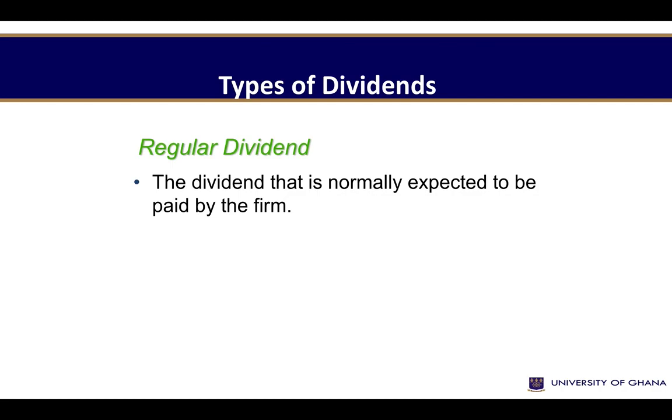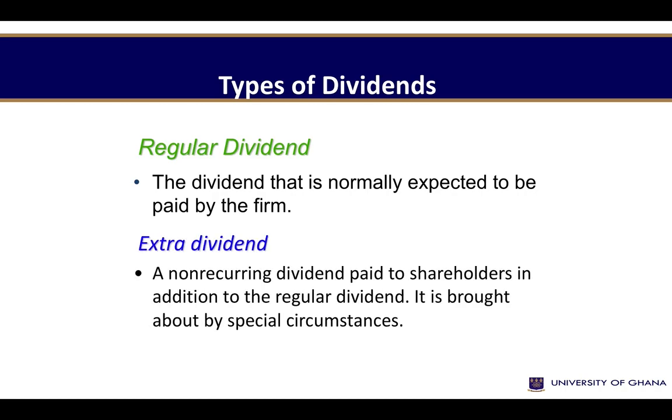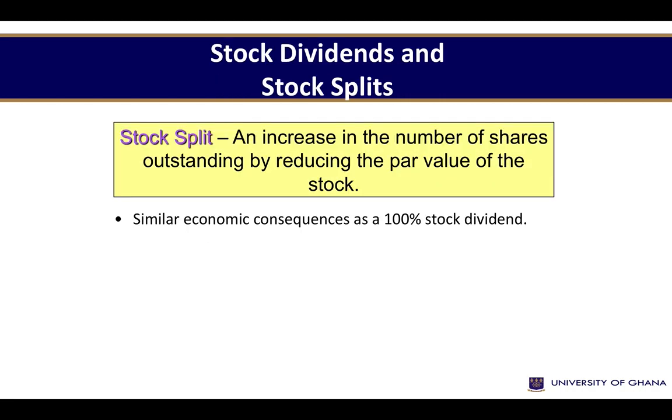Now, there are types of dividends. We could have a regular dividend, which is the normal dividend that is expected to be paid by the firm, and then there's the extra dividend. This one is non-recurring and usually only happens under certain or special circumstances. When it comes to dividends, we can also have stock dividends. When we say stock dividends, instead of receiving cash, you receive stocks in commensurate value to the cash dividends that you were to receive.